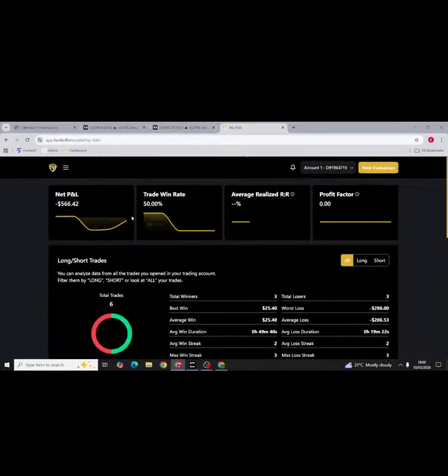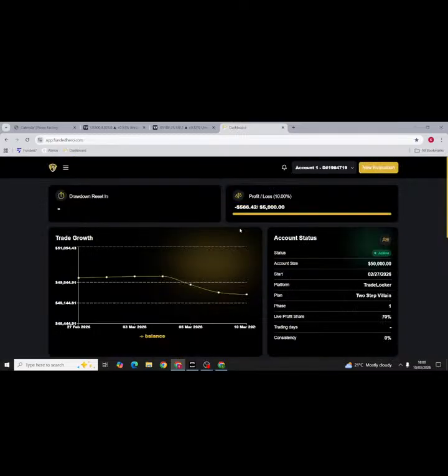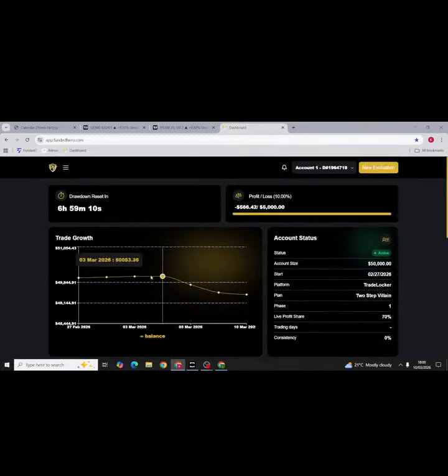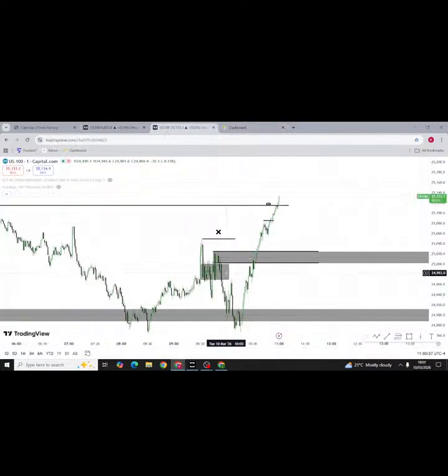That's minus 2%, minus $566, and we have a $50,000 account. That's not a big deal. That's just one good trade, and we are out of that drawdown. Just one good trade, and we are out. It's a two-step V-line. No problemo. Okay, so it's all right.